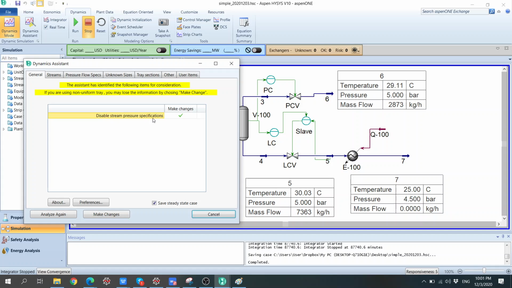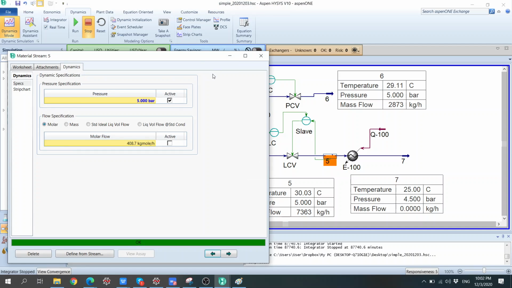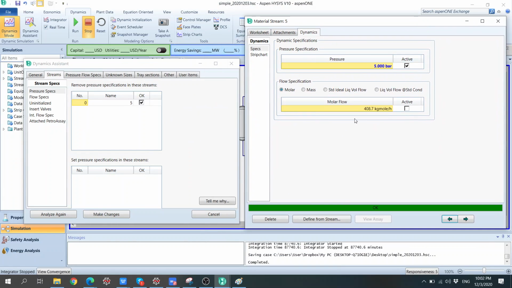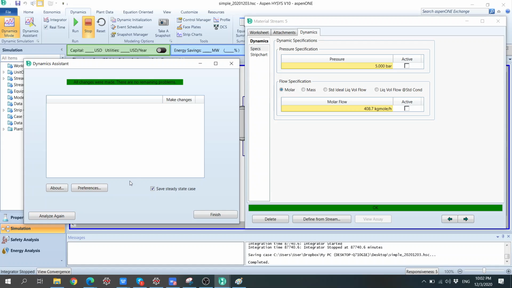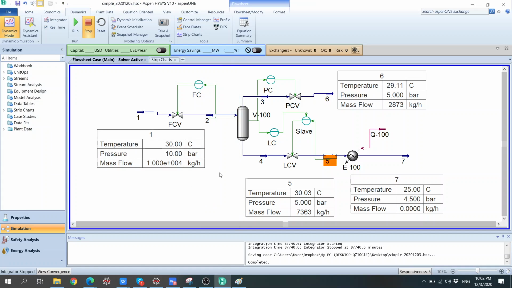So disable stream pressure specification. We can double click on that, and it says stream number 5. So for number 5, we need to remove the pressure specification in this stream. Then we can either make the change over here, click it here, or we can just do it manually from here. So when we click it, it turns green, and that tick is no longer there. Okay.